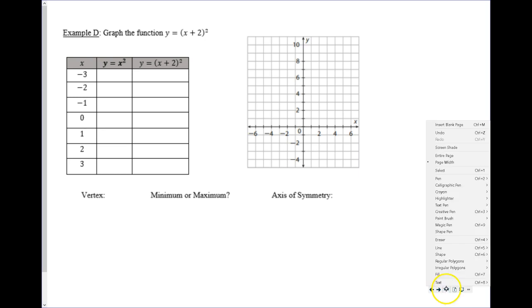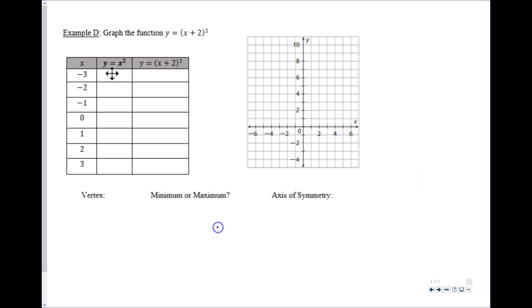So I'm going to go ahead and put in my parent function. Let me do that in purple again. So I've got 9, 4, 1, 0, 1, 4, 9, like always. I'm going to go ahead and plot that. Over 1, up 1, over 1, up 1, over 2, up 4, over 2, up 4, over 3, up 9, over 3, up 9. There's my parent. Same as always. Y equals x squared. Now I have x plus 2 squared.